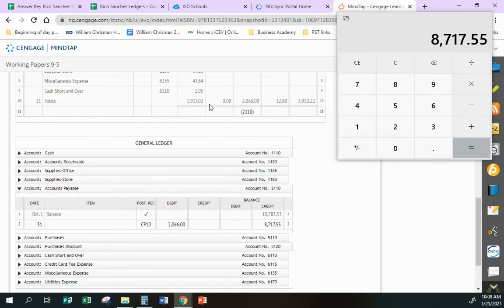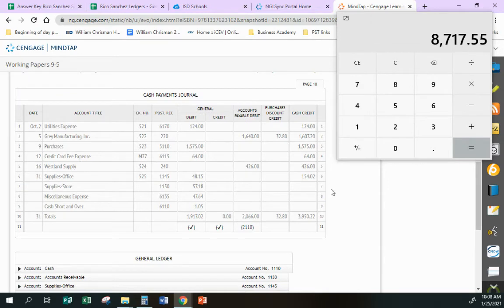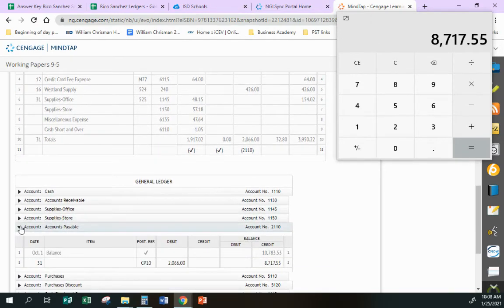And since we don't post the totals of the general columns, we are going to click in there and put a check mark. That check mark shows us that we don't post those. And then I'm going to post my total to purchases discount credit as a credit.